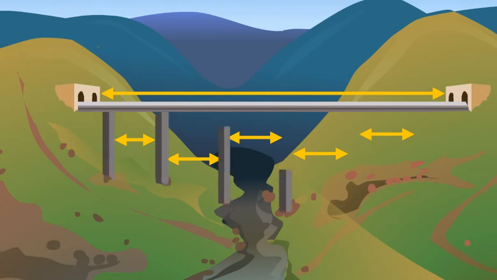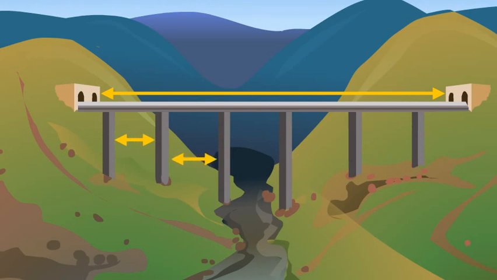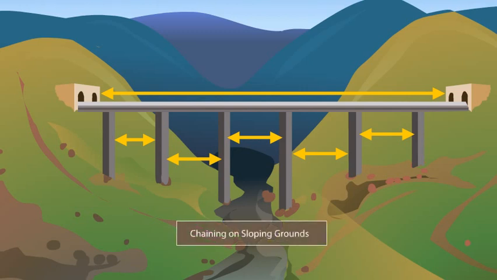Are these horizontal distances important? What are the methods to find out the horizontal distances on sloping grounds? How can we obtain the horizontal distances with these methods? Let us find out the answer by going through this module, Chaining on Sloping Grounds.